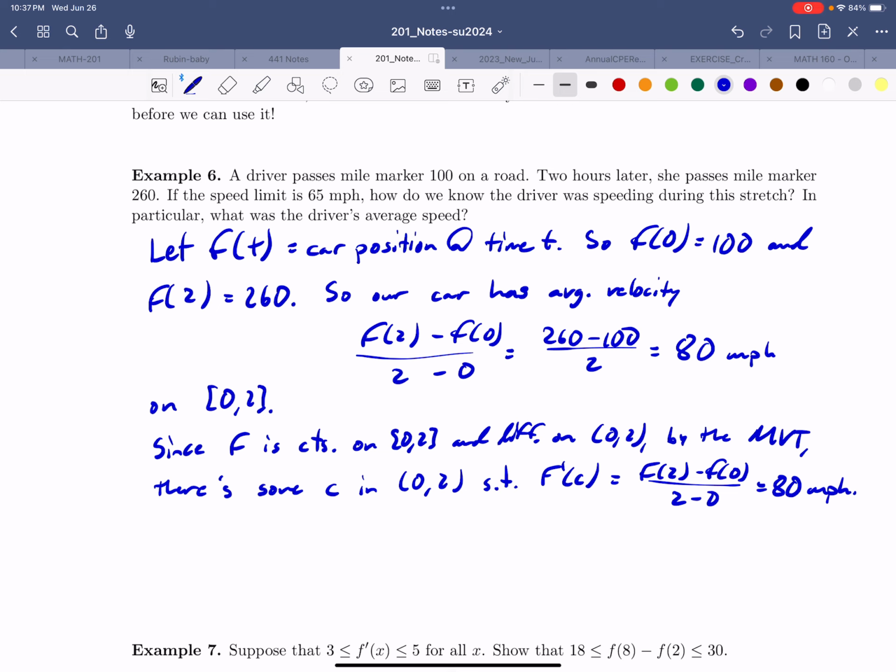So the officer says, look, you traveled 160 miles in 2 hours. Your average velocity was 80 miles an hour. By the mean value theorem, there had to be some moment in that 2-hour stretch where you were driving exactly 80 miles an hour. So that's above 65. So I'm giving you a ticket for going 80. Now, when did it happen? Well, we're not exactly sure, but we do know that it happened.